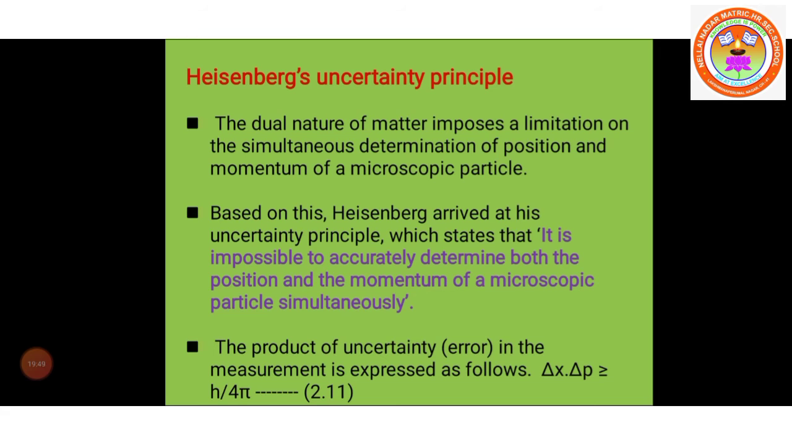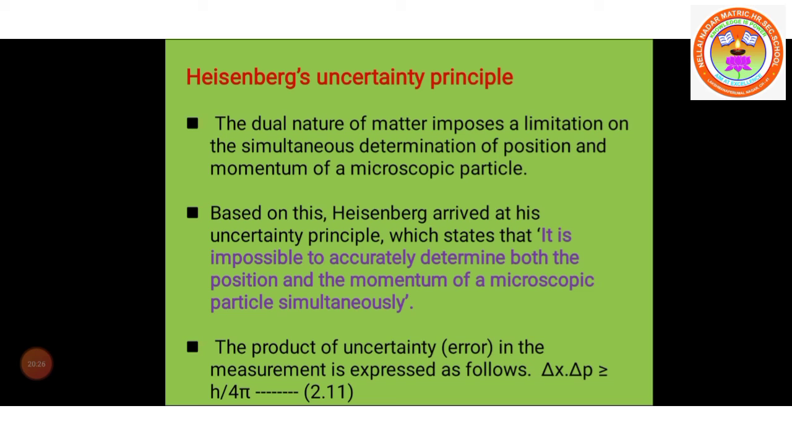Then the Heisenberg uncertainty principle. So it's very important, 3 marks question. The dual nature of matter imposes a limitation on the simultaneous determination of position and momentum of a microscopic particle. Already we know the dual nature. So what is the dual nature of matter? It has particle character as well as wave character. So the simultaneous determination of position and momentum of a microscopic particle is very difficult.